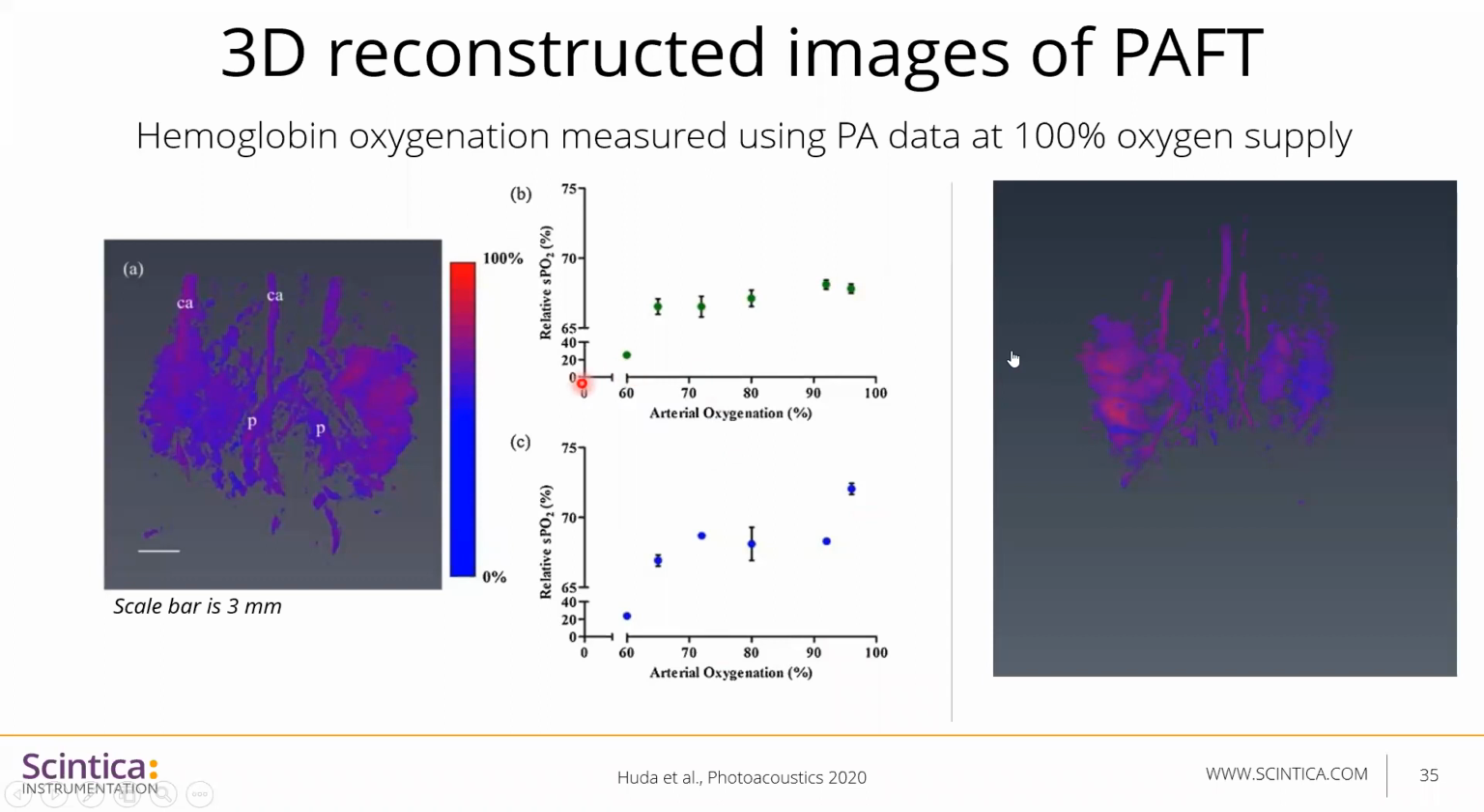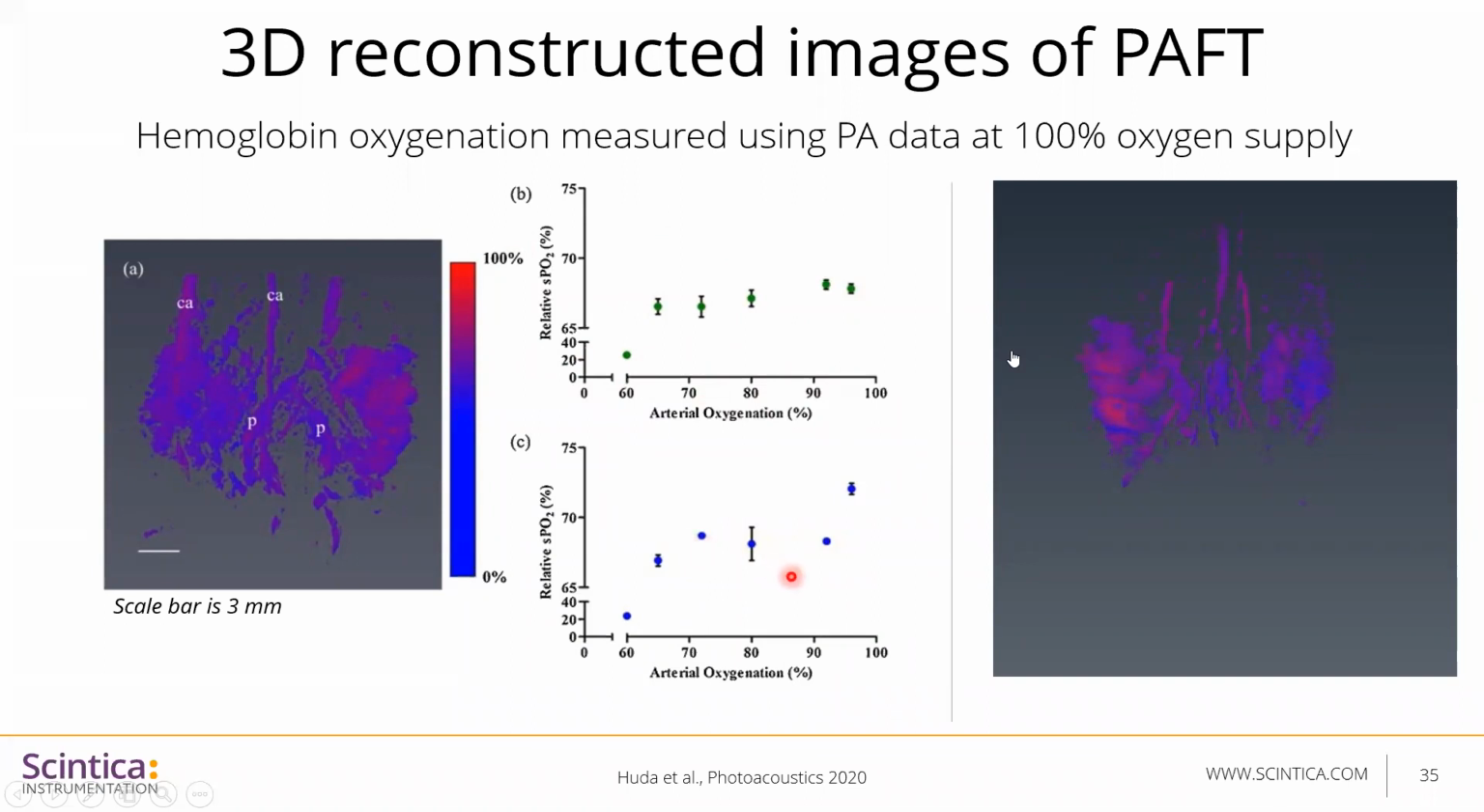The readings here show that the SpO2 in the placenta did not change as the arterial oxygenation was changing. However, in the case of the carotid artery, as oxygen was changing, the PAFT system was able to detect the changes in the oxygen level, and there was an increase in the SpO2 as the oxygen increased. This was a 3-dimensional image where the red here is the highest oxygen saturation and the blue is the lowest oxygen saturation. Based on this calculation, the SpO2 levels were detected.